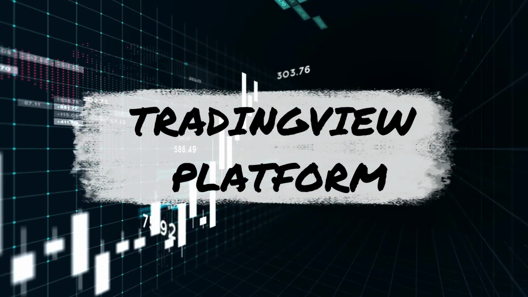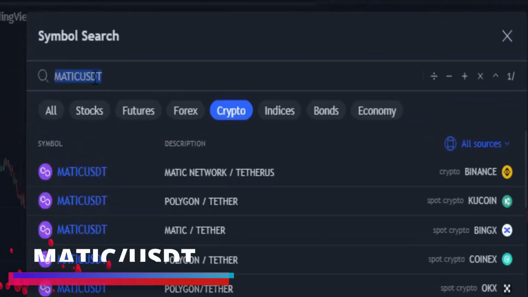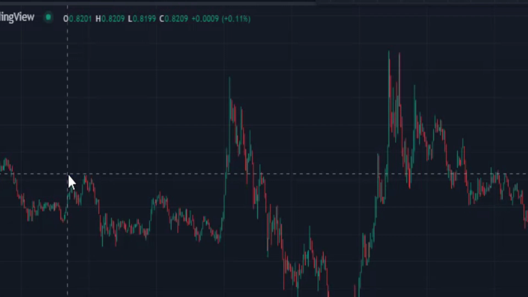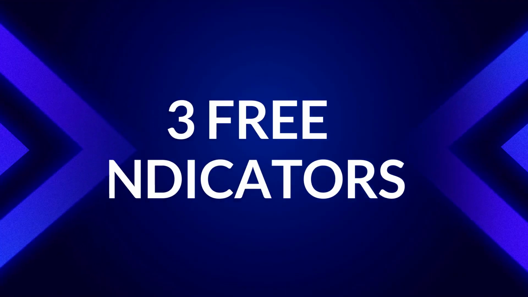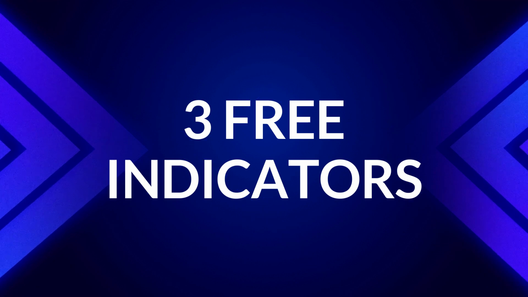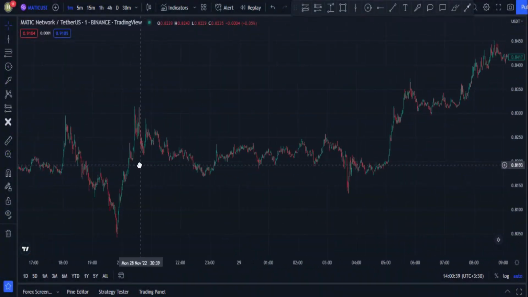First open a TradingView platform and then choose Matic chart and 1 minute time frame. The strategy consists of 3 indicators. So without further ado, let's add the first indicator to the chart.